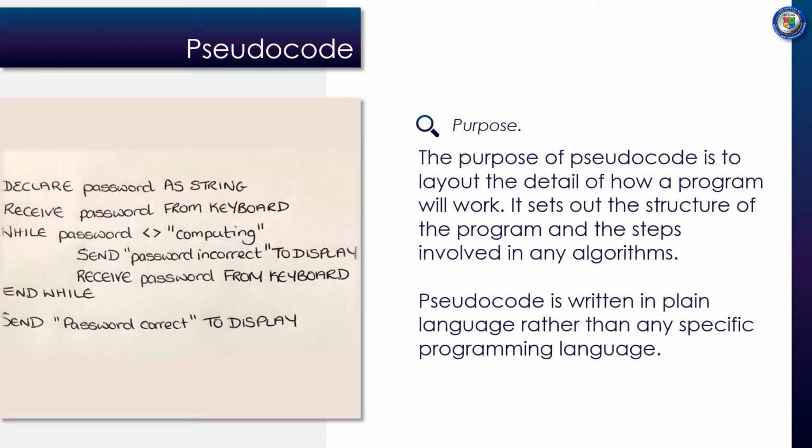The first design notation we will look at is pseudocode. Pseudocode lays out the detail of how the program will work. It sets out the structure of the program into key steps. It also breaks those key steps down into refinements, where the key steps are broken down into smaller, more manageable problems. As with the example we see here, pseudocode is written in plain language rather than any specific programming language. Let's take this example and look at it in a little more detail.